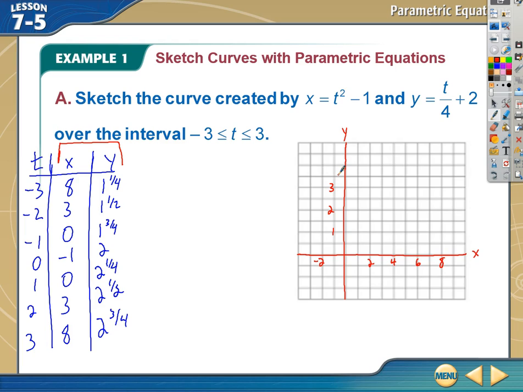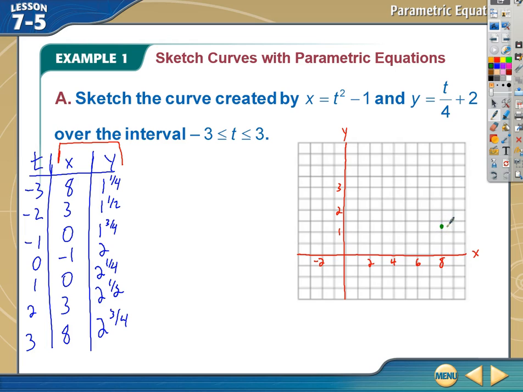Okay. Let's make that a little bit closer. So I'll do it right here. I'll do 1, 2, 3. All right. Now you just graph points. So we're going to go as quickly as we can. So first one is at (8, 1 1/4). So 1 1/4 is here.